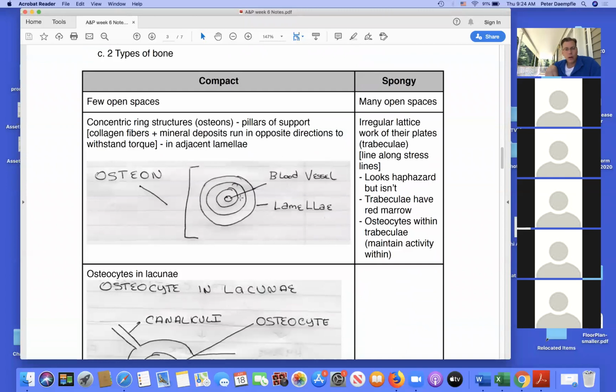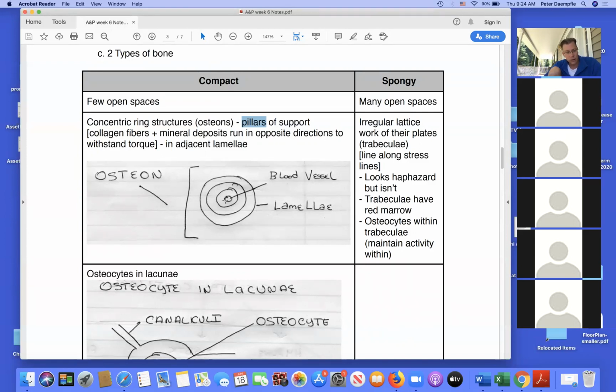The compact bone is made of what we call osteons. An osteon is a concentric ring-like structure or a pillar of support with collagen fibers running in circular parallel arrangements, and at the same time, calcium salts impregnated within those collagen fibers. And they're running in opposite directions to withstand the torque. Torque being circular pressures. Now, if we look at an osteon, there's got to be a few holes.